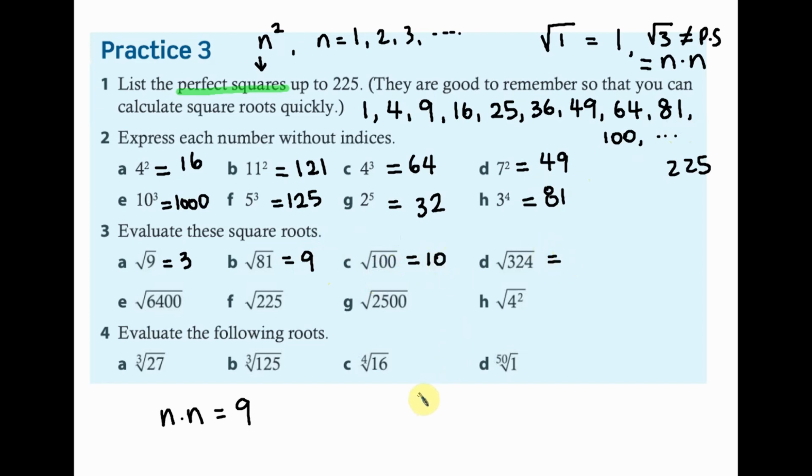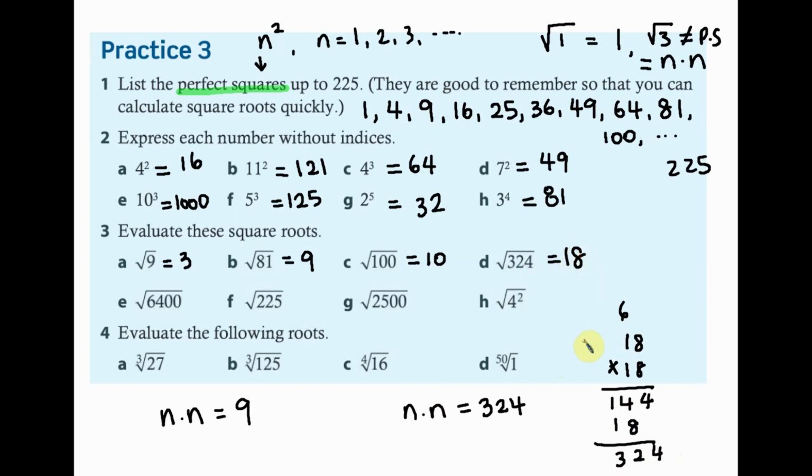324. Oh, this is a little bit difficult. So n times n, the same number twice, you have to get 324. I know 15 times 15 was 225. What if I had 18 times 18? In this case, 8 times 8 is 64. 8 times 1 is 8, plus 6 is 14. And then I have 8, and 1 times 1 is 1. In this case, I got 324. Oh, so this is the answer. The square root of 324 is equal to 18.